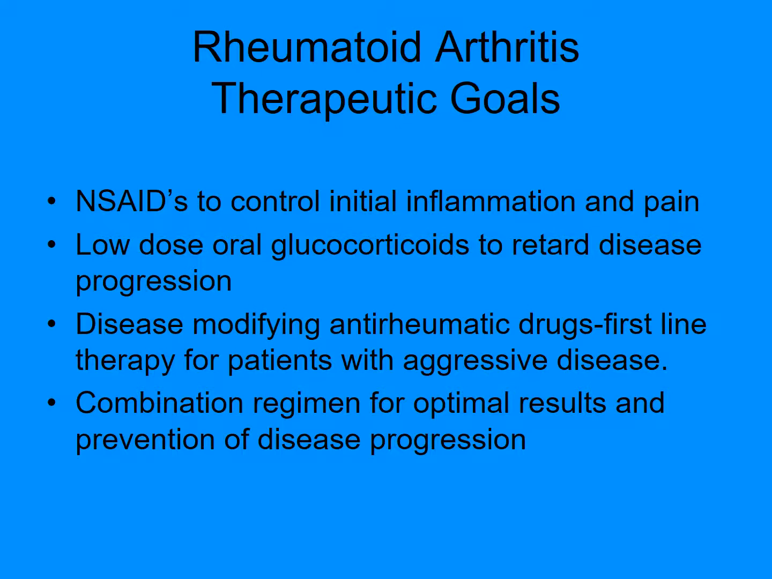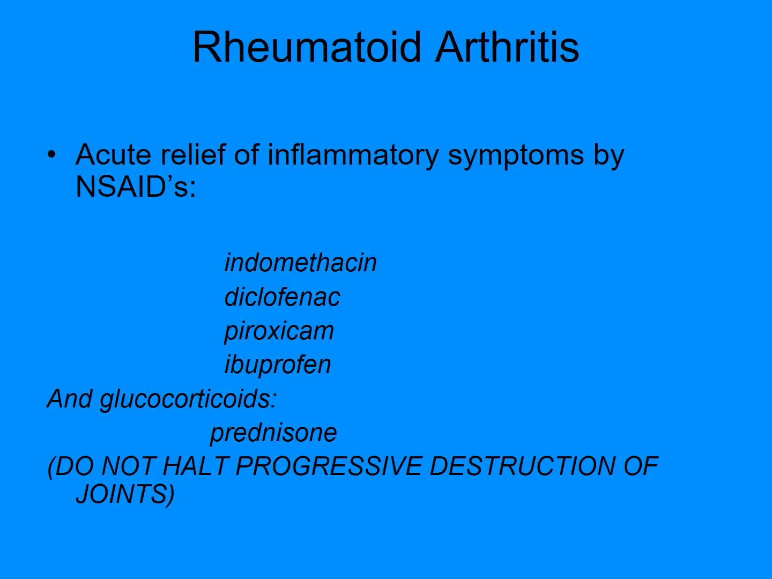DMARDs are the first-line therapy for patients with aggressive disease. If it is caught early on, the DMARDs may reverse joint degeneration. A combination therapy may be required for optimal results and prevention of disease progression.